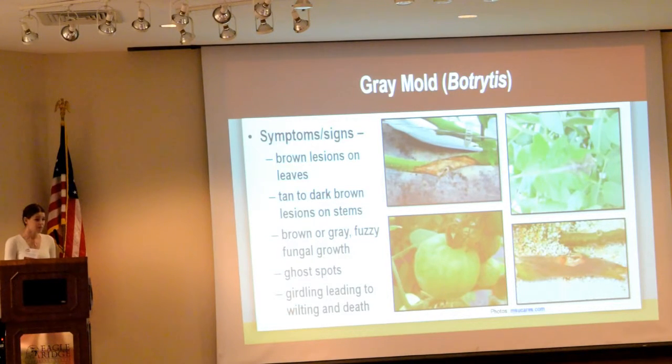A unique symptom of this disease are ghost spots. You can see little white circular spots that appear on tomato fruit. That's where a spore of botrytis germinated, but infection fails. And then if these stem lesions grow large enough and grow around the stem, they can completely girdle the stem, and you can have wilting and plant death.